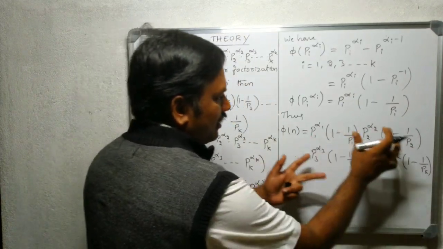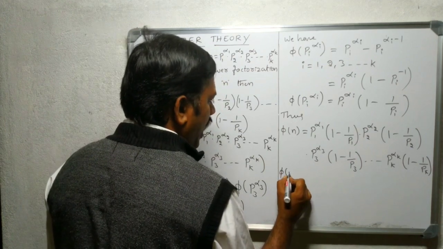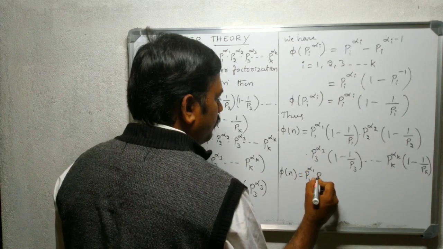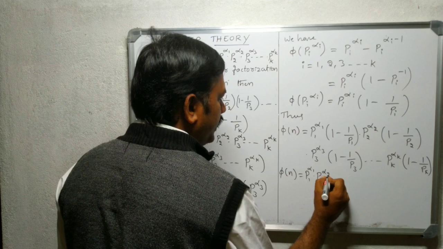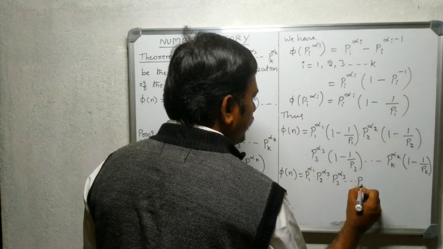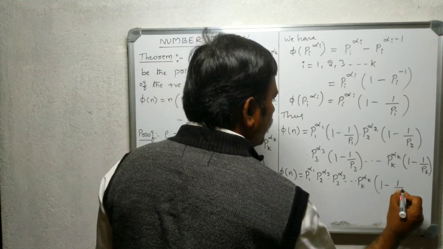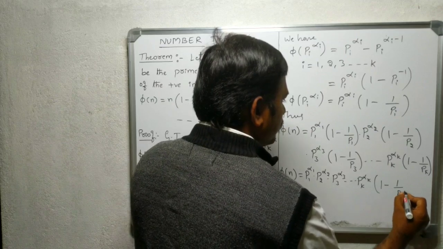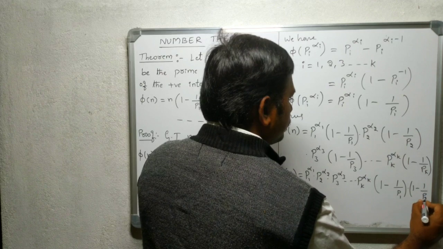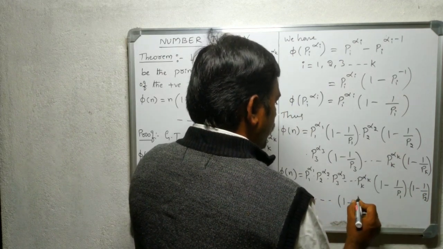So these are all in product. So I rearrange the terms as p1 to the power of alpha 1 into p2 to the power of alpha 2 into p3 to the power of alpha 3 so on pk to the power of alpha k into 1 minus 1 divided by p1 into 1 minus 1 divided by p2 so on 1 minus 1 divided by pk.